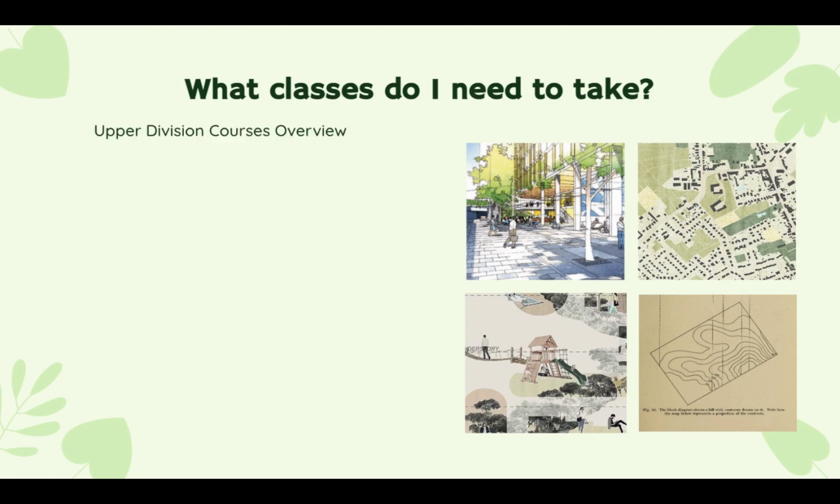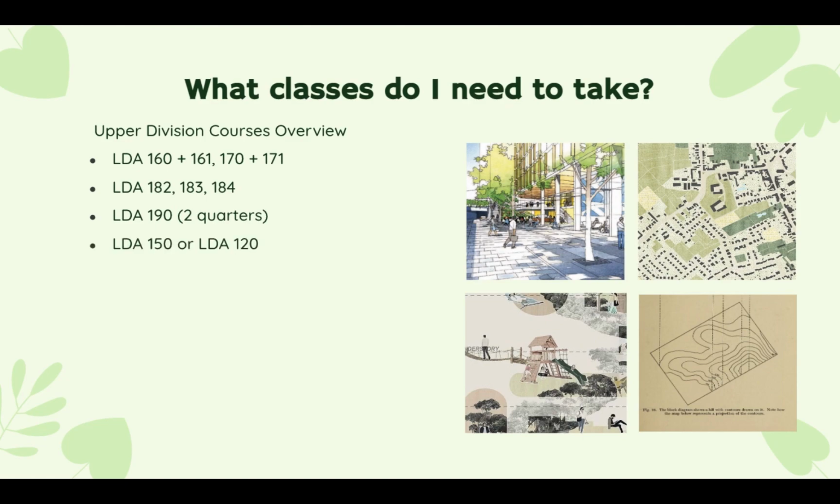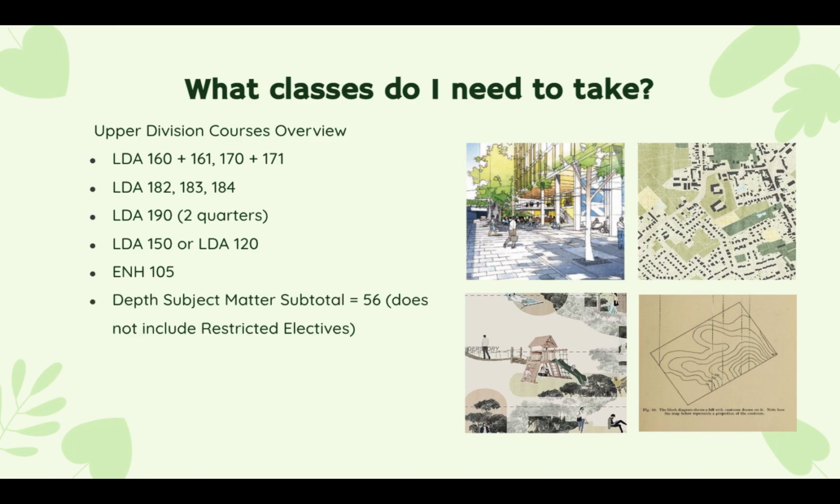An overview of the Upper Division requirements include LDA 60, 161, 170 and 171, 182, 183, 184, 2 quarters of LDA 190, and either LDA 150 or LDA 120, and you must also take ENH 105. These 11 courses will give you a total of 56 units and does not include the Upper Division restricted elective requirements, which will be talked about in a different module.